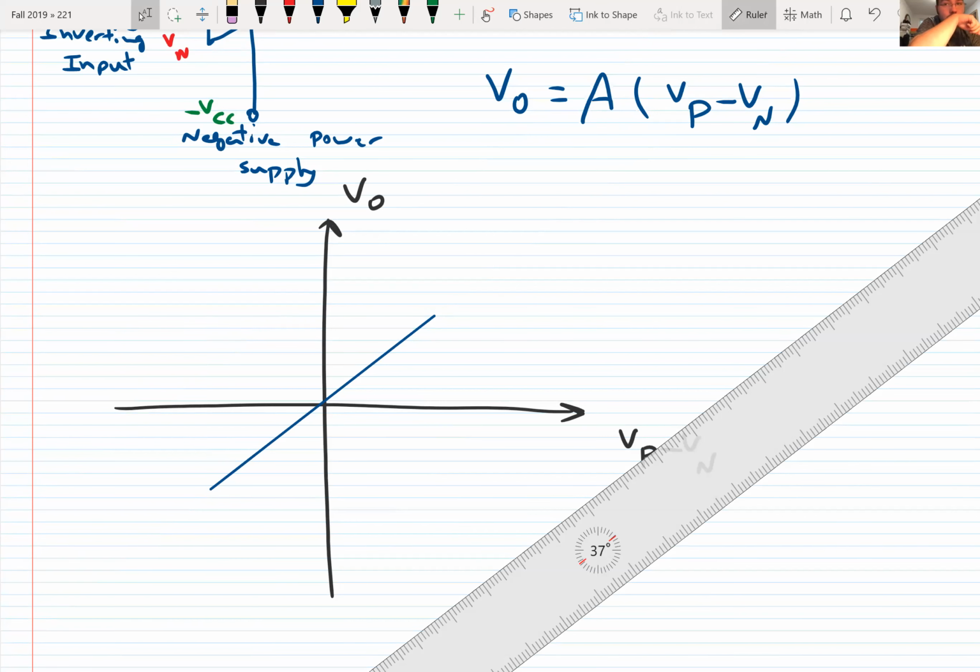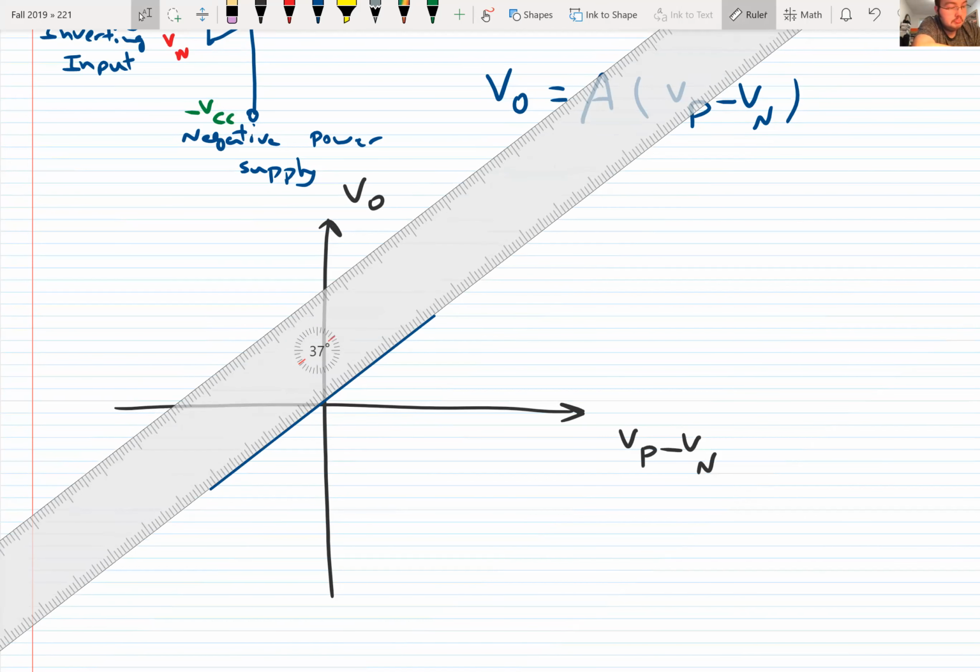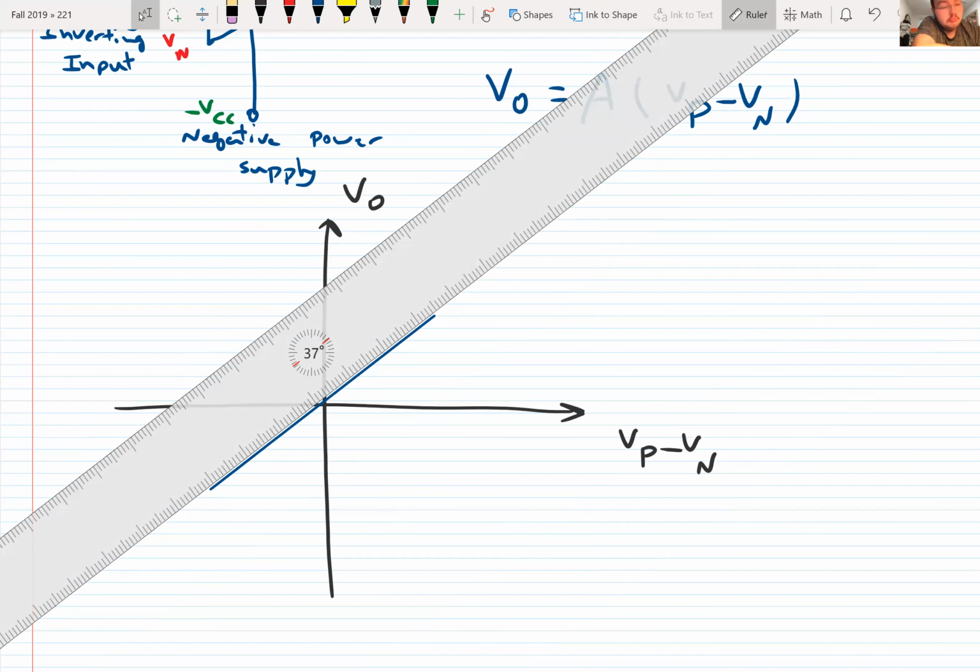Okay, but does this relationship stand forever? If we increase the difference between Vp and Vn, how far can this line go? Can it go until infinity or not? Definitely not. Somewhere we need to stop.